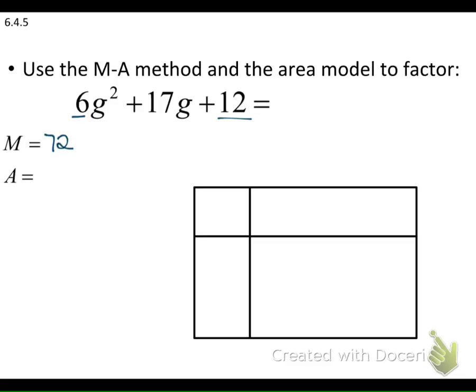All right, now what is my A going to be? My A is 17, so I used my first and my third coefficient for my M. My second coefficient is going to go ahead and be that A. Because the G, you don't need the 17G. We don't need the G yet. So a coefficient is just the number.